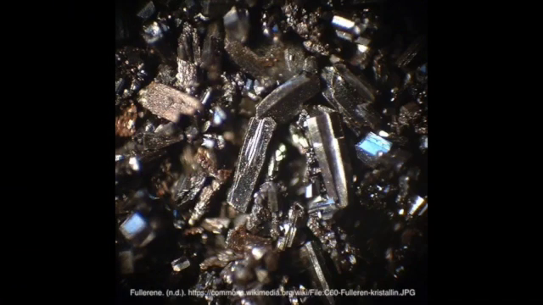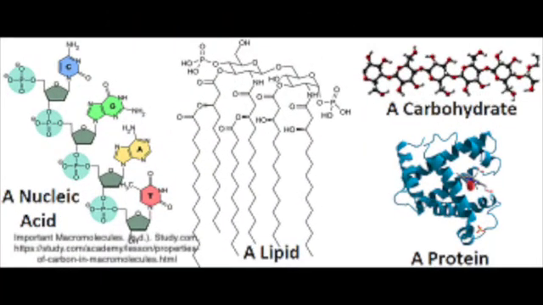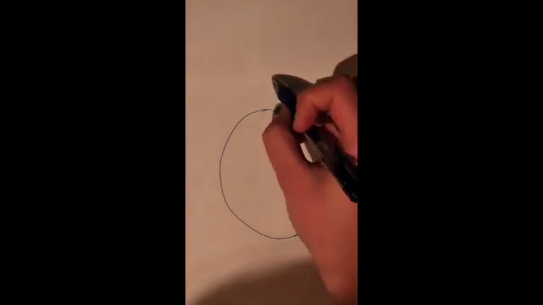This first picture showing is of fullerene, the purest known form of carbon. Next are pictures of carbon-containing macromolecules, such as proteins, lipids, carbohydrates, and nucleic acids that we eat and consume every day. There have been over 1 million carbon compounds discovered, with more studied every year.